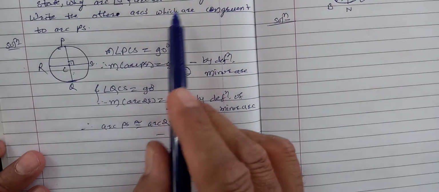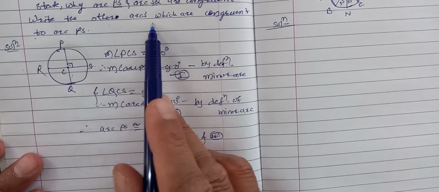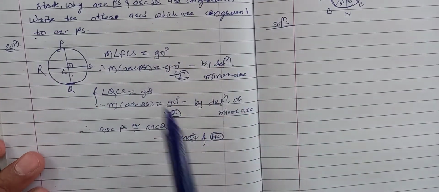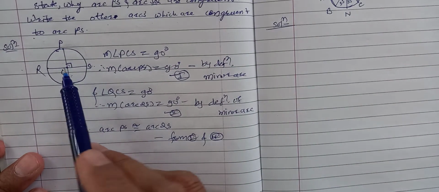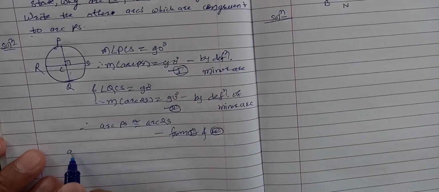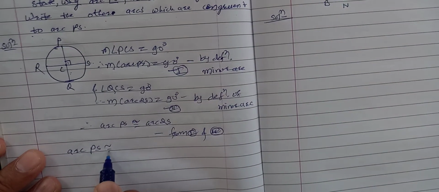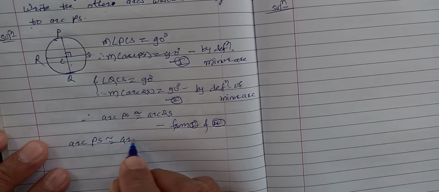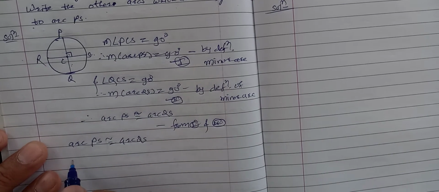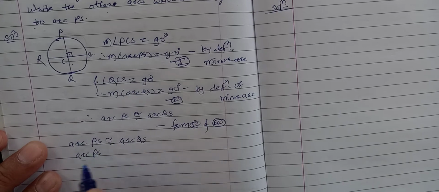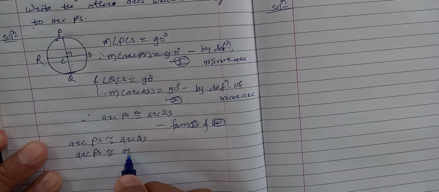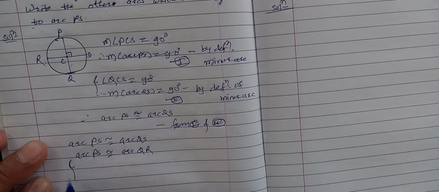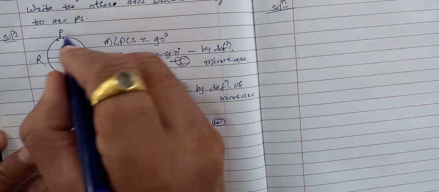Now here, what you have to write afterward? Write the other arcs which are congruent to PS. Can you find directly now? This is 90, this is 90, this is 90. Arc PS we already found congruent to arc QS. Then arc PS, can we say this is also congruent? Yes. So arc QR, and again arc PS is congruent to arc PR.